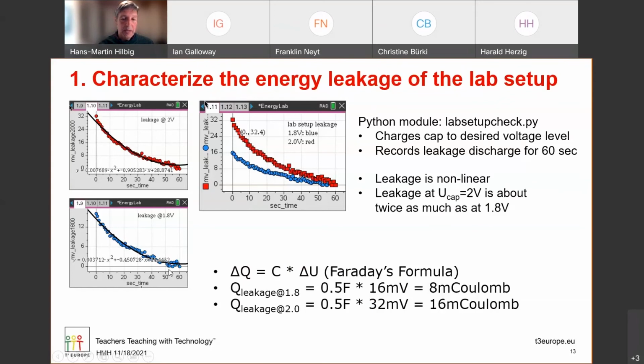All right, and I'm applying Faraday's formula here as well. It's 0.5 farads times 60 millivolt, which is 8 millicoulombs of leakage, of white elephant leakage consumed when I'm at 1.8 volt, versus twice the amount at 2.0 volt. So this was the first task for students to do.